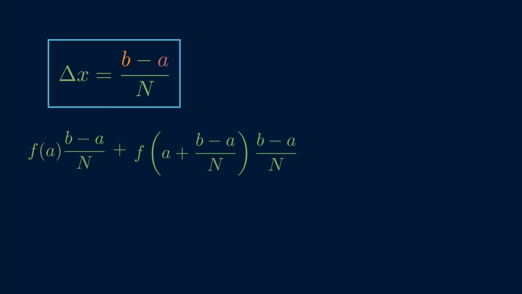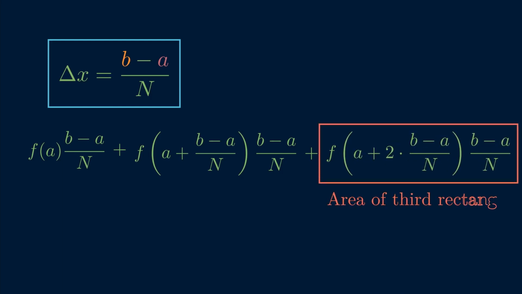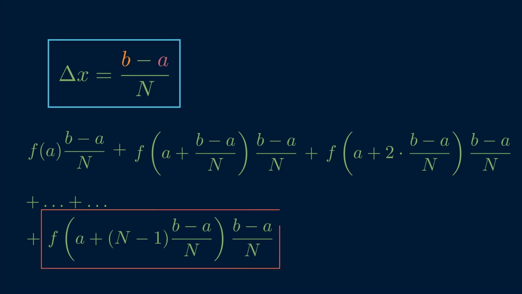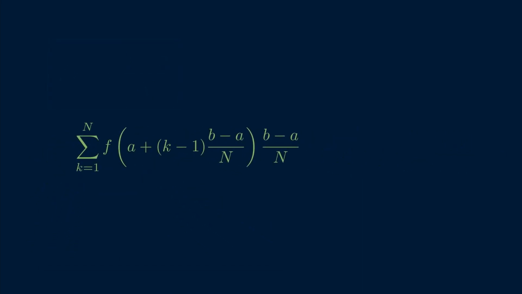For the third rectangle, the area was f of a plus 2 times delta x, and again we can replace delta x with b minus a over n, so we get f of a plus 2 times b minus a over n times b minus a over n. And so we add more and more rectangles, until we get to the last one, which, if you recall, was the value of the function f once we moved n minus 1 times delta x away from a, times delta x. We can write this sum a little more neatly using the summation sign.